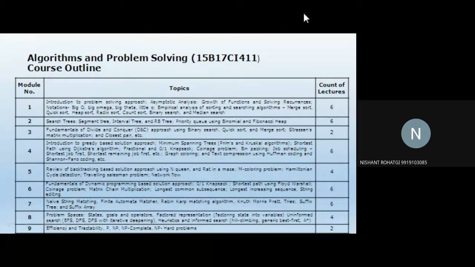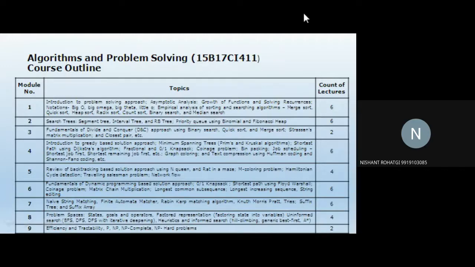You have studied data structures in the previous classes. The next topic that we are going to study is search trees, where in module 2 we will discuss the interval tree, and arbitrary priority queues using binomial and Fibonacci heaps.